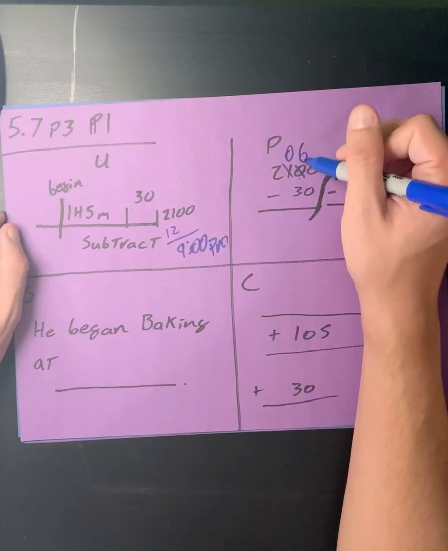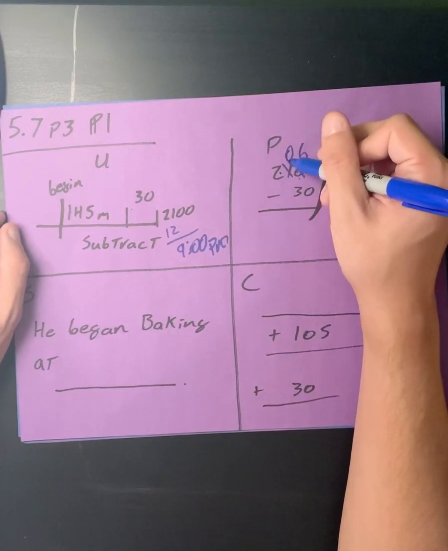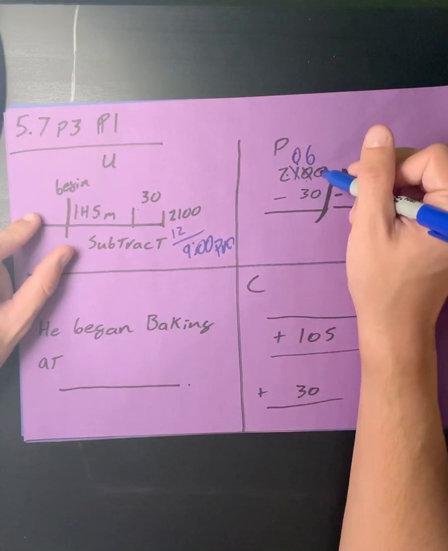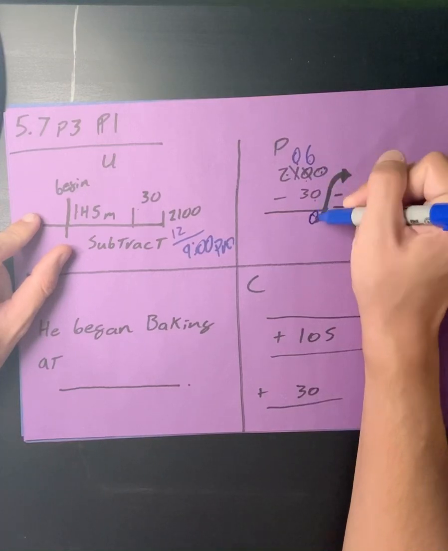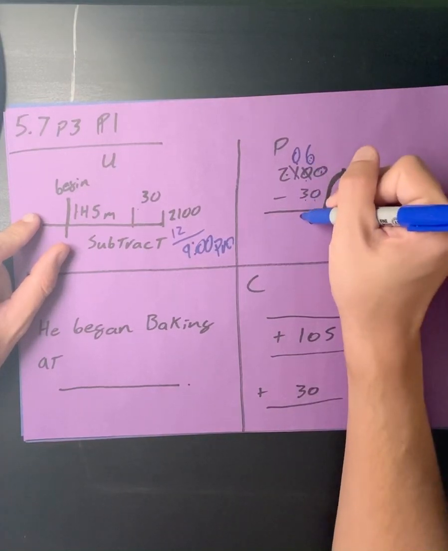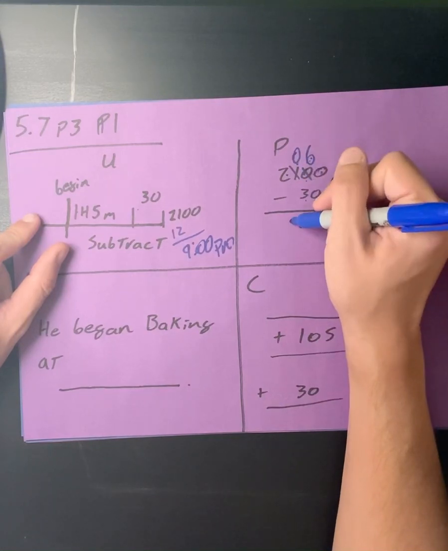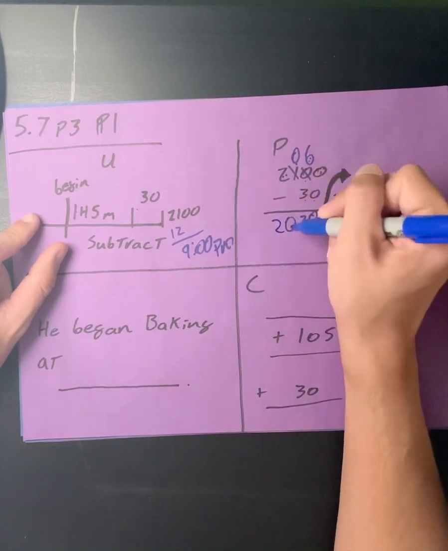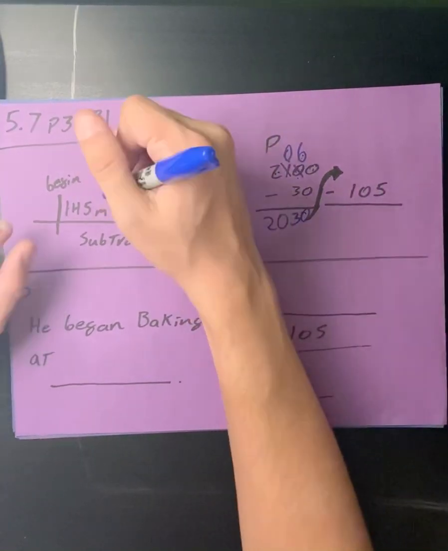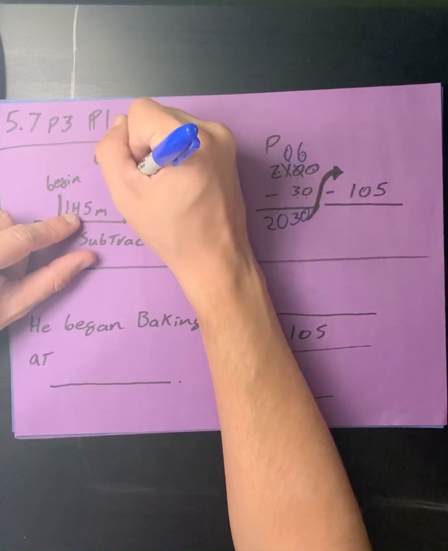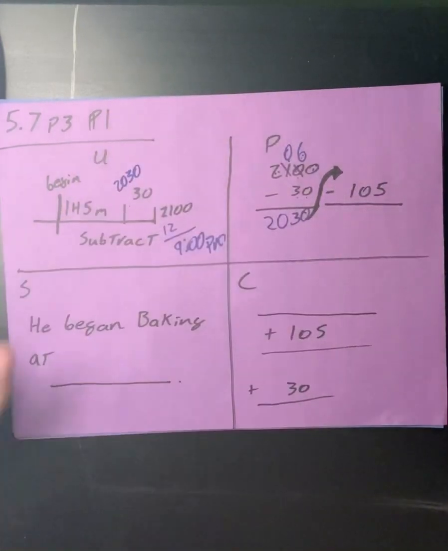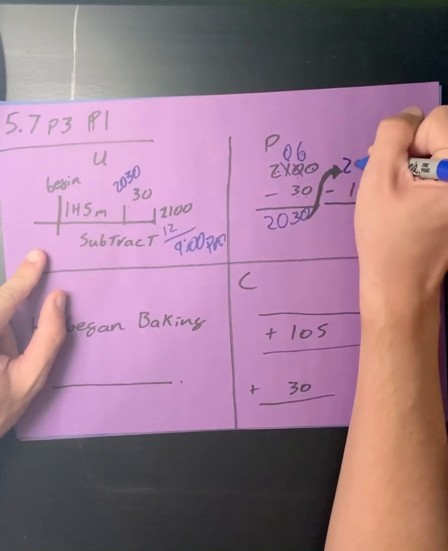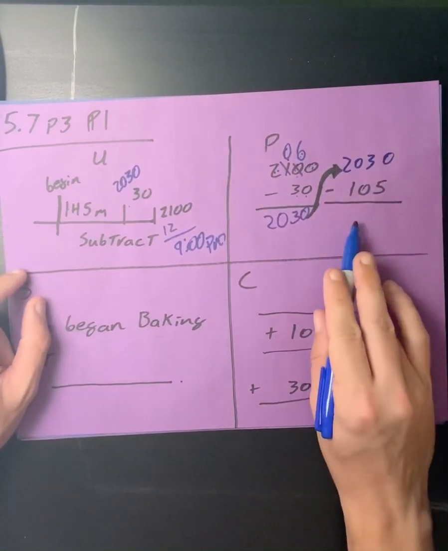So now I'm subtracting from 2000 hours and 60 minutes, same as 2100 hours. And now I subtract 0 minus 0, 0. 60 minus 30 is 30. 0 minus 0 is 0. 2000 minus 0 is 2000. So now I know that he started his chores at 2030. To figure out when he started baking, I'll need to subtract again.